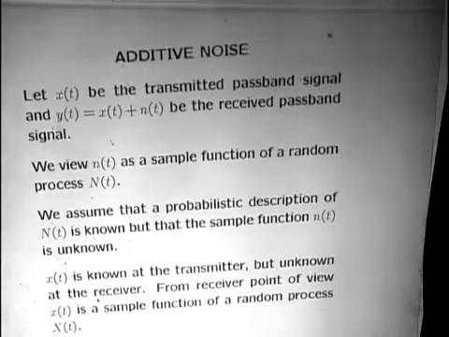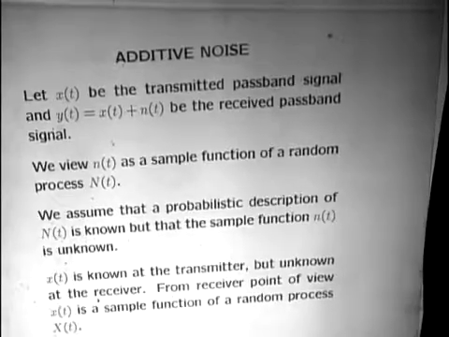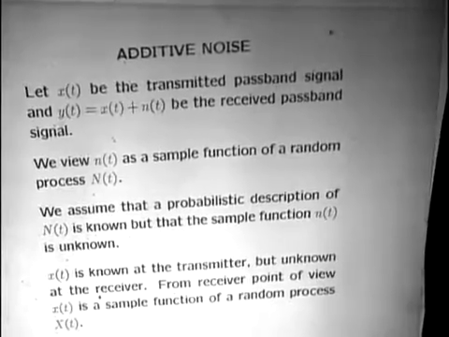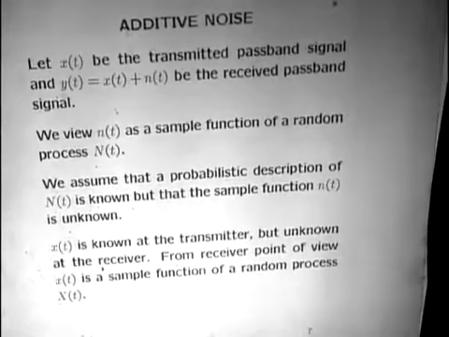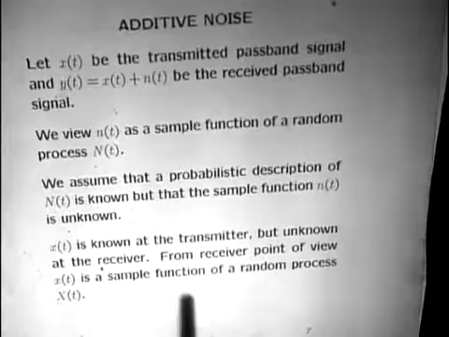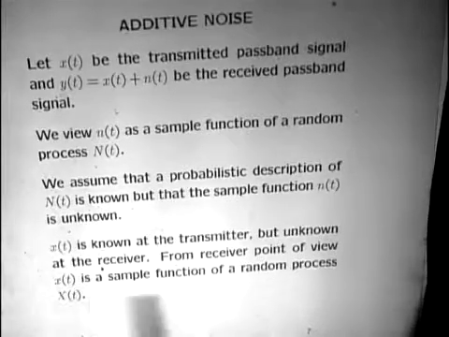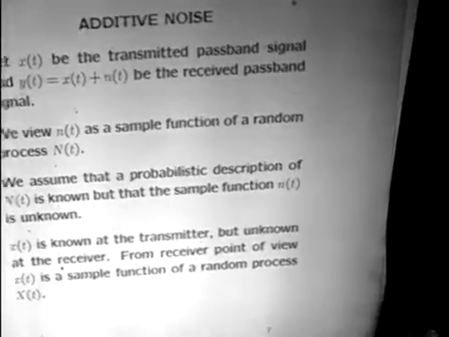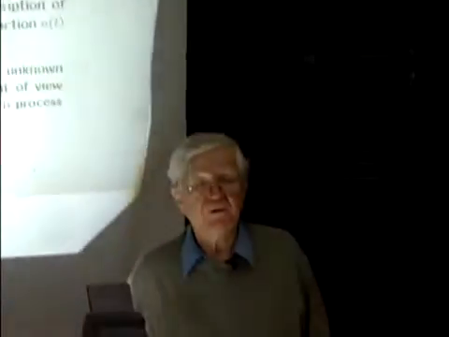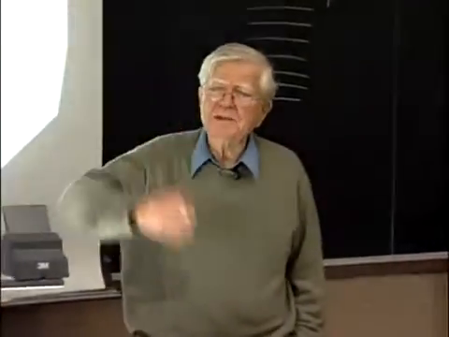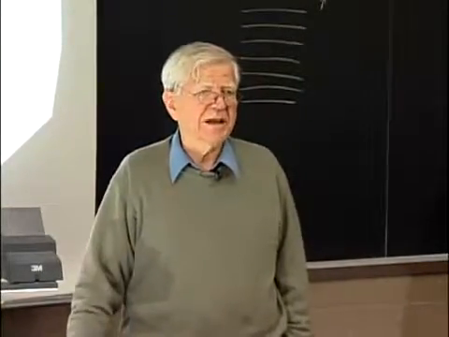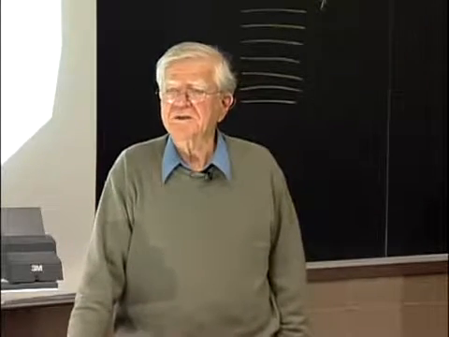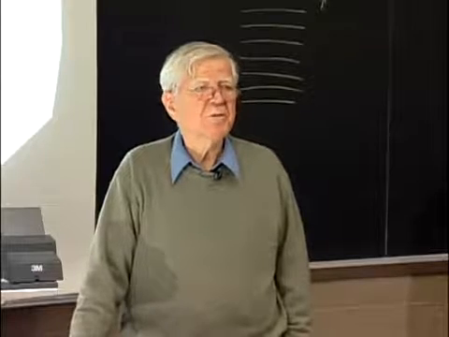Okay, x of t is known at the transmitter, but unknown at the receiver. And what we're eventually concerned about is how does the receiver figure out what was transmitted? So we better view x of t as a sample function of a random process, X of t, from the receiver's viewpoint. Namely, the transmitter knows what it is. This is this continual problem we run into with probability. When you define a probability model for something, it always depends on whose viewpoint you're taking.